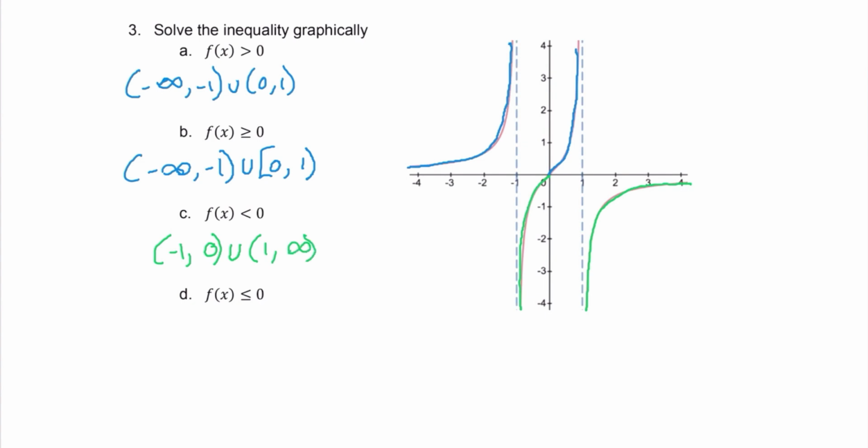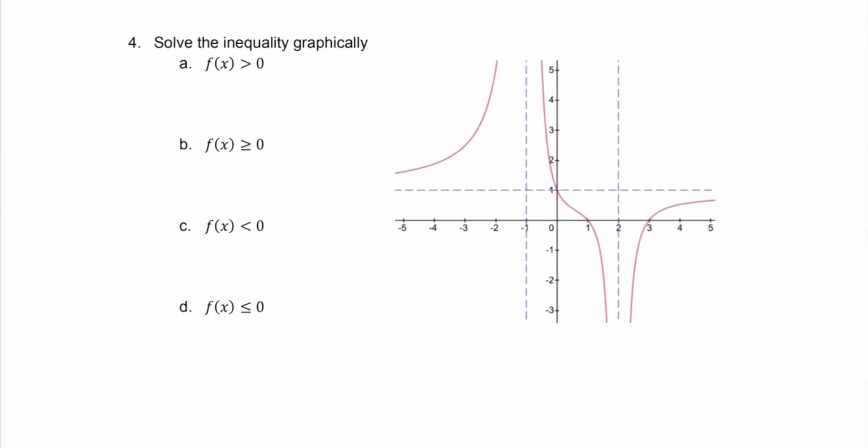In example D, very similar question. Where is f less than or equal to 0? This time we can include those x-intercepts. Again, we cannot include asymptotes. So we have parenthesis negative 1 up to 0. 0 gets a bracket because it's an intercept. Then we'll union that with parenthesis 1 to infinity.